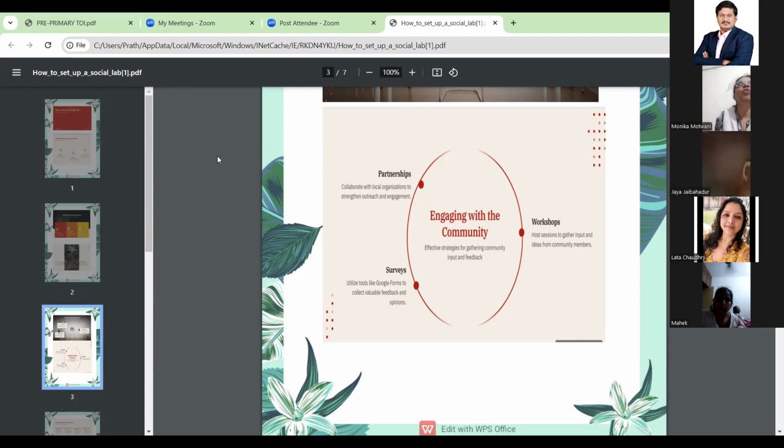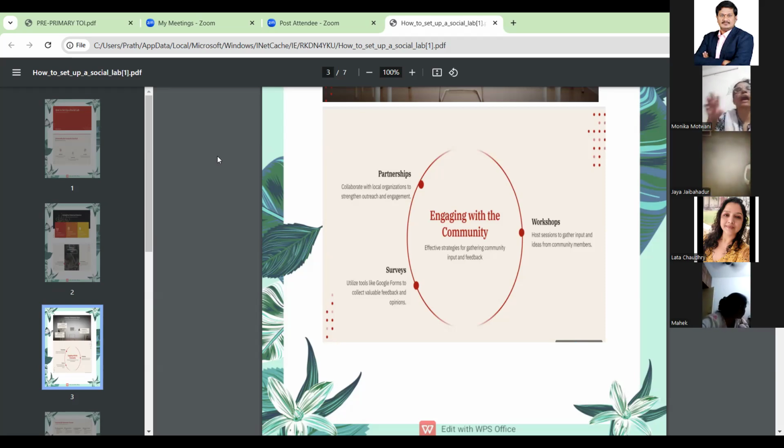Partnership with local organizations. Social means not only in the lab or the workspace. We have local organizations that were working before us on a particular objective, so we can collaborate with them. We can collect data from them, and then we can strengthen our research to find out the objective. Next come surveys. Surveys also play a very important role. Utilize tools like Google Forms to collect valuable feedback and opinions.